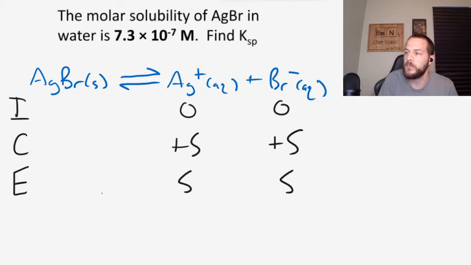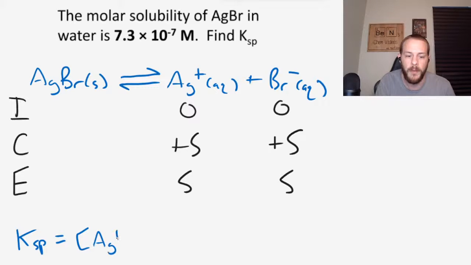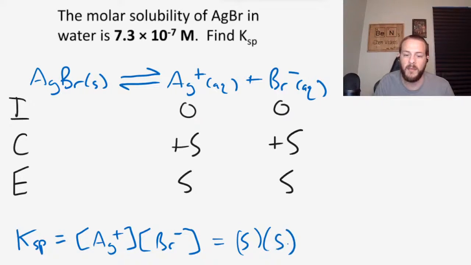Okay, so the Ksp, the expression for that, as it is with any equilibrium constant, is going to be the concentration of products, that's Ag plus, and the concentration of Br minus, right? So that's the expression for the solubility product constant. Both of them at equilibrium are S, and so it's going to be S times S, which we can simply rewrite as S squared. So S squared is equal to the solubility product constant.